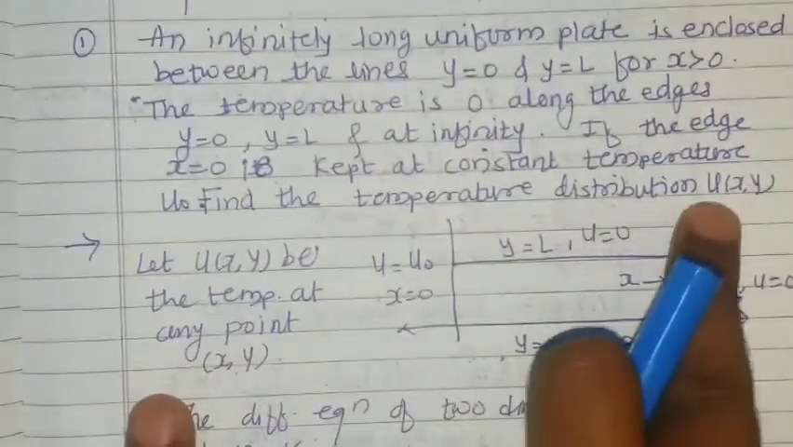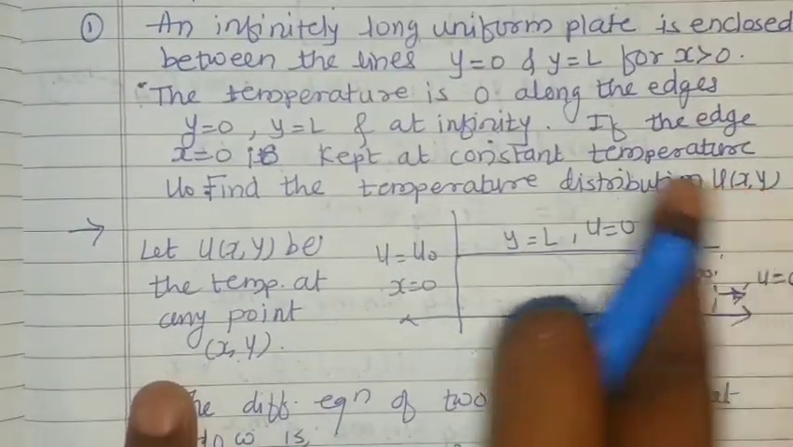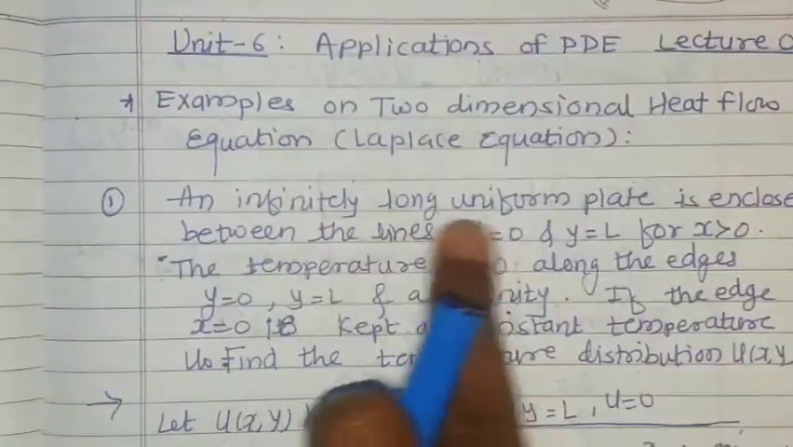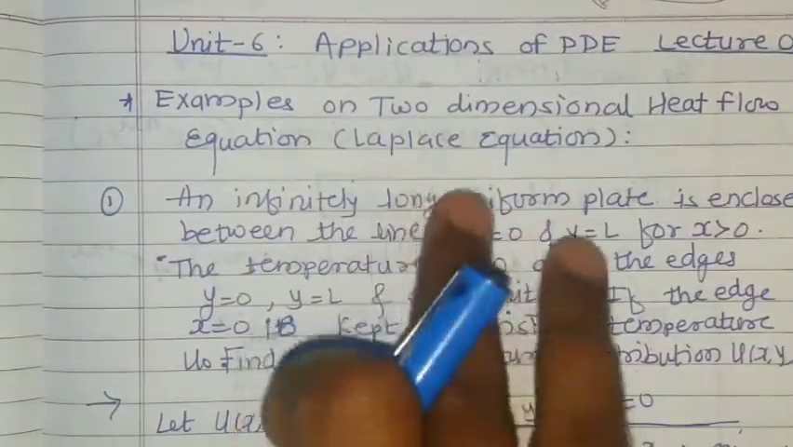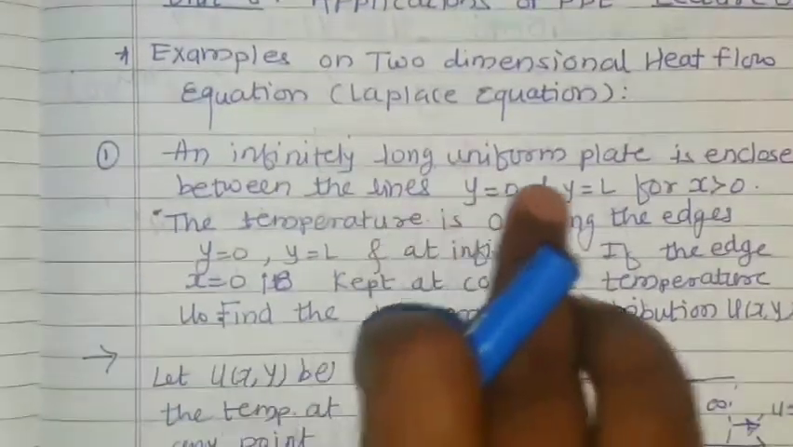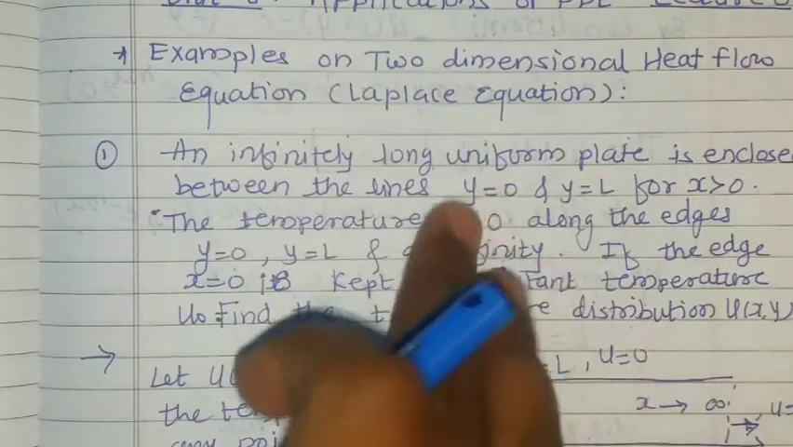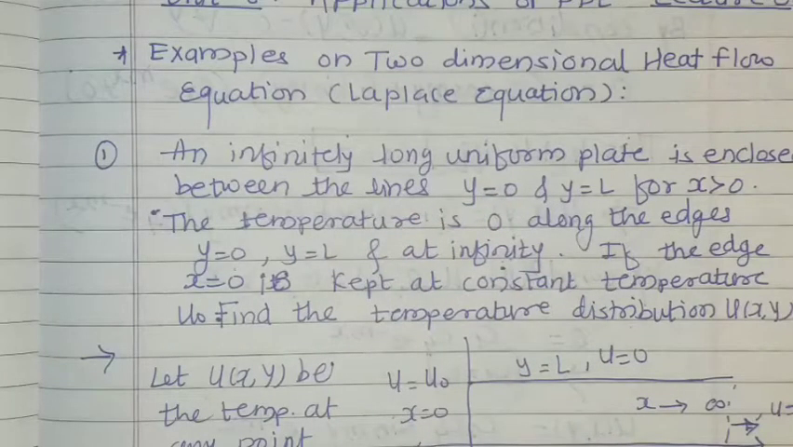As the temperature is a function of two variables, it is a problem of two-dimensional heat flow. Whenever we have a uniform plate and heat is flowing through the plate, it is an example of the two-dimensional heat flow equation. You can keep that in mind.